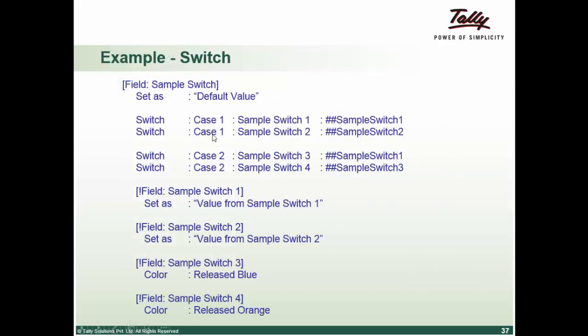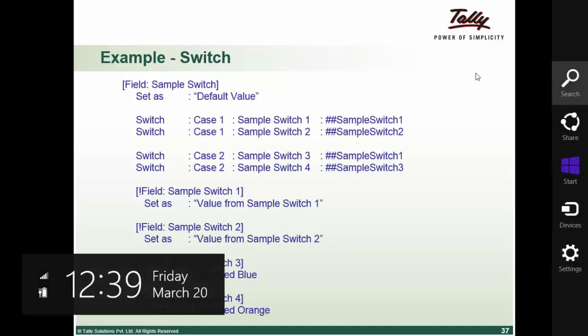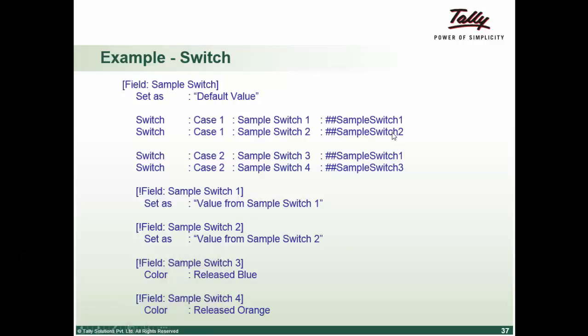So here we have given an example of a group. In this switch case, if this condition sample switch 1 is true, the second one will not get evaluated at all. Similarly with case 2, if the first one is true, this will not get evaluated at all. That is how it works.